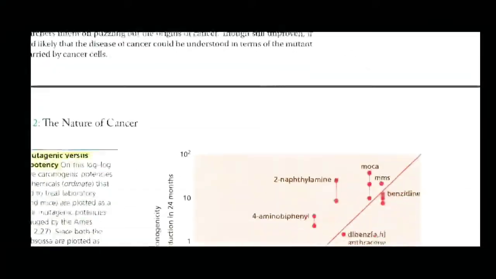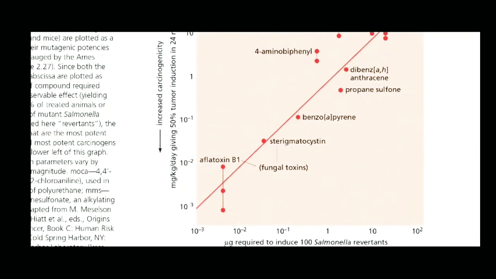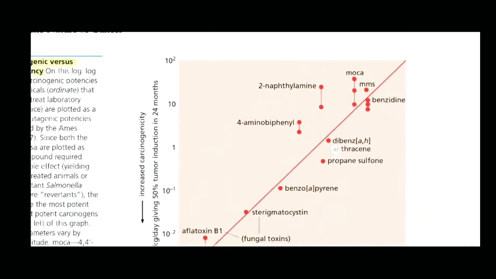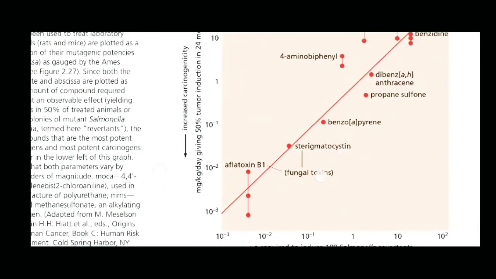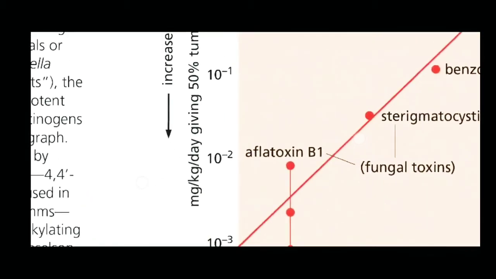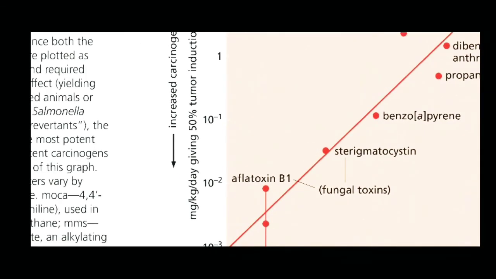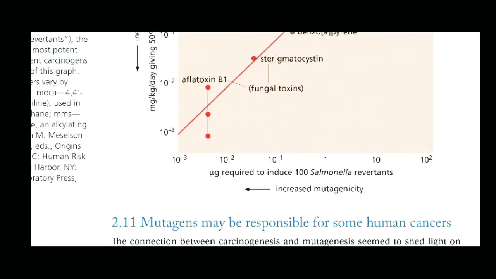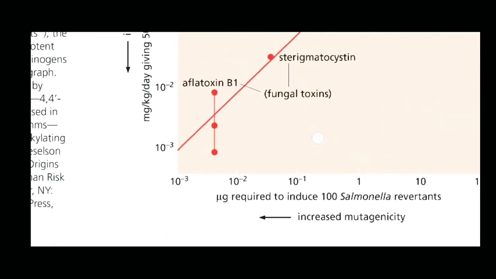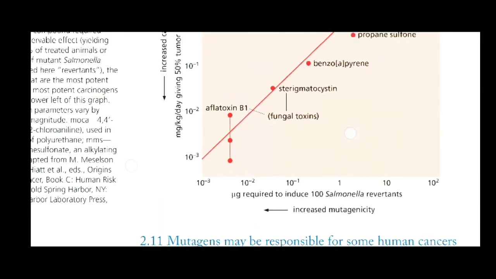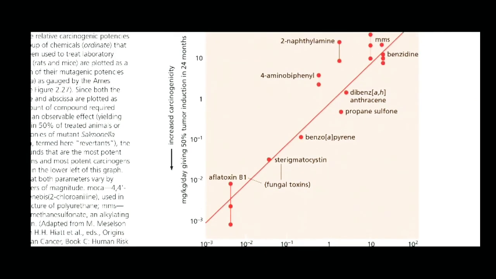In this picture you can see the increase in carcinogenicity, and the increase in mutagenicity is approximately very close. The most mutagenic property is found in aflatoxins, even at a very low concentration of about 10 to the minus 3 milligram per kg per day, which will cause tumor induction. Similarly, you can see the mutagenicity of aflatoxin is also higher at a very low dose, about a microgram, to induce reversion, that means mutants in the opposite direction.